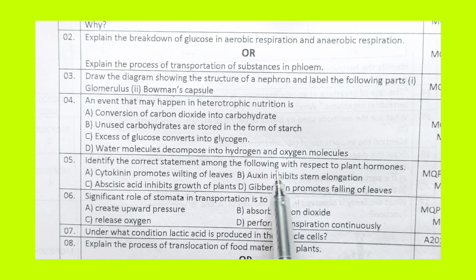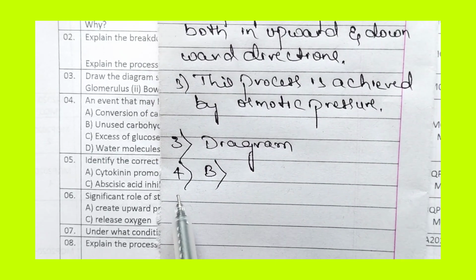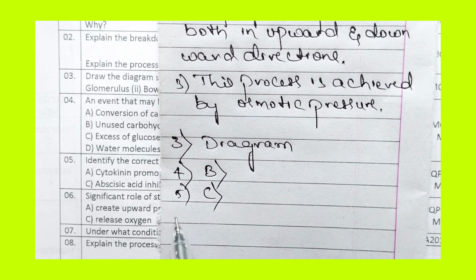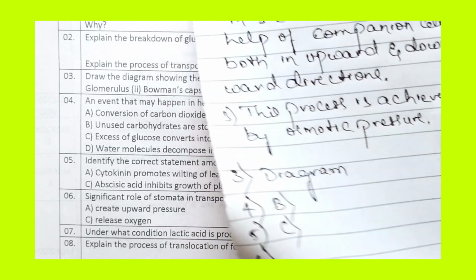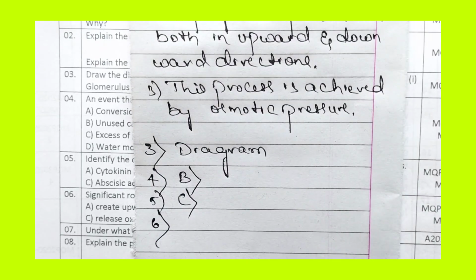Identify the correct statement among the following with respect to plant hormone. Cytokinin promotes wilting of leaves. It is wrong. So among these four, the correct statement is abscisic acid inhibits growth of plant. Because it is a growth inhibiting hormone, therefore the right answer for fifth question is option C. Now let us move for the sixth question. The significant role of stomata in transportation is to dash, that is to perform transpiration continuously. So for sixth question, option D is the right answer.